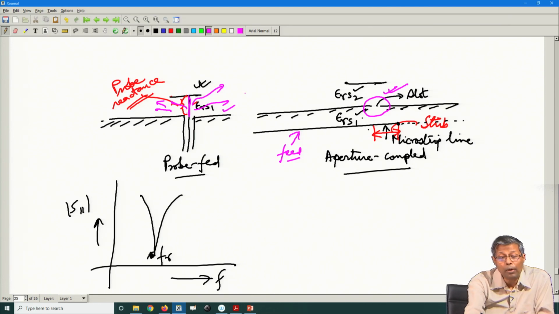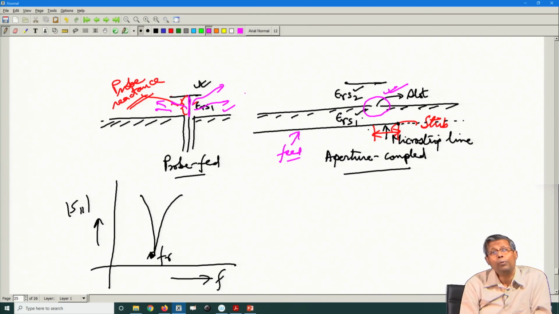It is not that the probe coupled design is not used, it is very popular in antenna design, so as the aperture coupled. It depends on the situation you are at hand and the amount of money you want to spend, and the other factors which you may or may not want to mitigate.